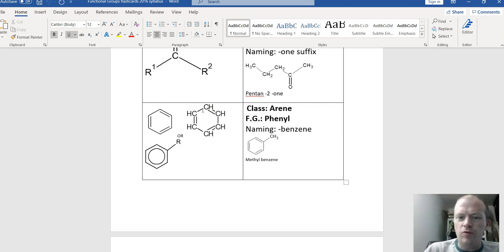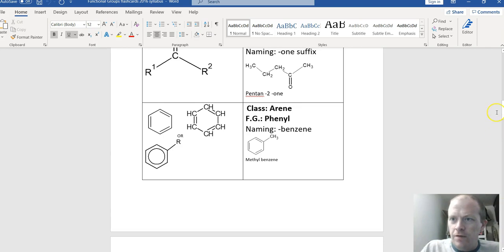Phenol as a functional group. You can have just benzene itself, and I'll show you some examples in just a second. We don't really have to do a ton of naming with it, but we definitely have to recognize it, and then we're going to delve into some things about benzene in detail. So that's one thing that we want to look at today.